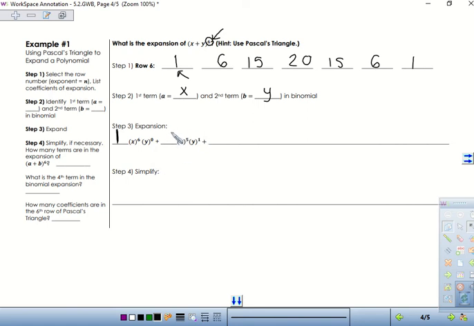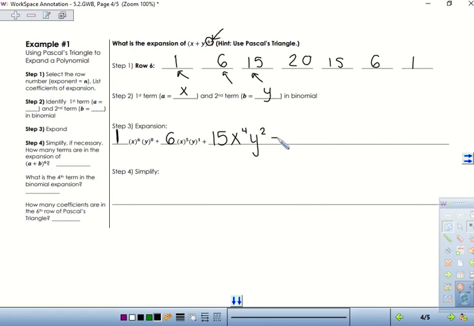Then you're going to take your next coefficient, which is 6. Now you're going to take your first term, it's going to go down a power. So if it was 6, it's now going to be 5. The other one's going to go up a power. So if it's 0, it's going to be 1. Now you're going to take your next number in the sequence, which is 15. It's going to be x to the 4th, y to the 2nd. See how the power of one goes up as the power of the other goes down?